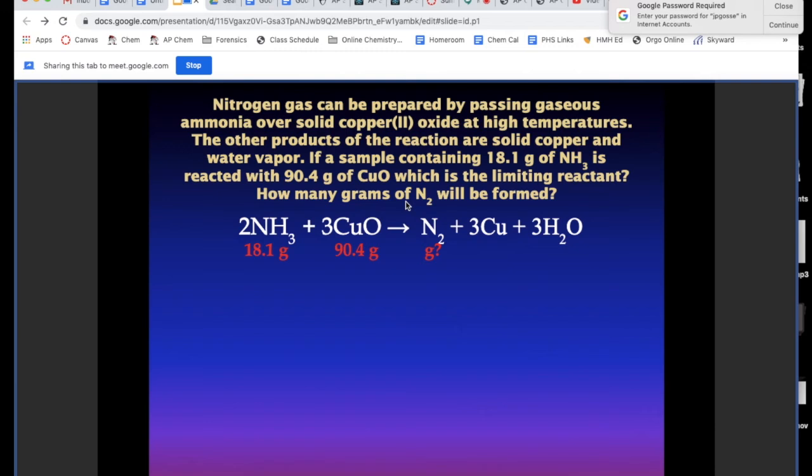So, you don't need to answer the first question first. You can answer it last. It says, what is the limiting reactant? So I don't know if you remember this, but you need to do 2 T-charts. So you're going to do a T-chart from ammonia to nitrogen, and then you're going to do another T-chart from CuO to nitrogen. And then we take the smallest answer. So give it a shot.